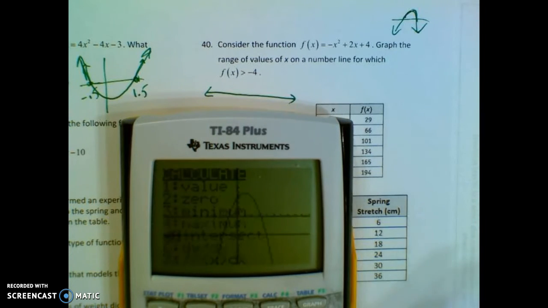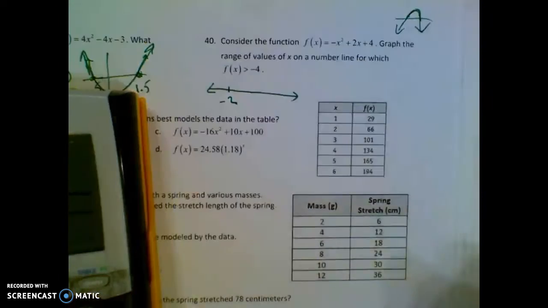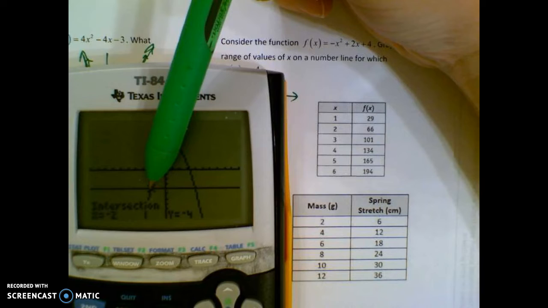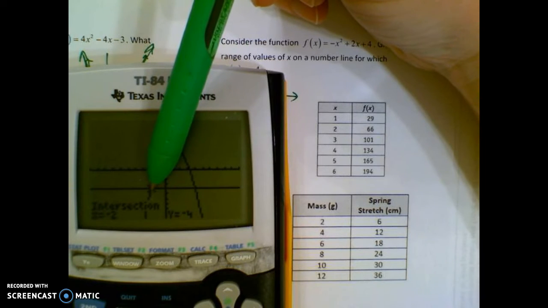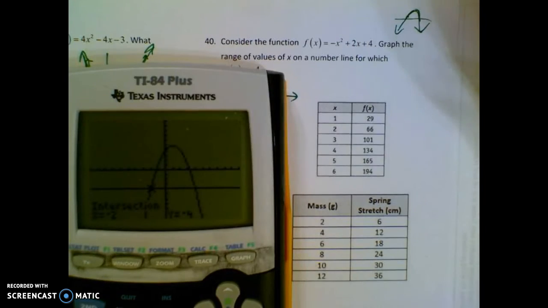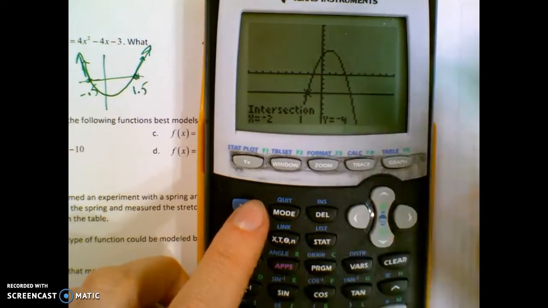I'm going to go down to intersect, first curve enter, second curve enter, guess. I'm just going to get close enough to it. Negative 2. So negative 2 is on my number line. That is the point when it is equal to negative 4. So here it's below negative 4, here it's above negative 4. I'm going to do the exact same thing on the other side.